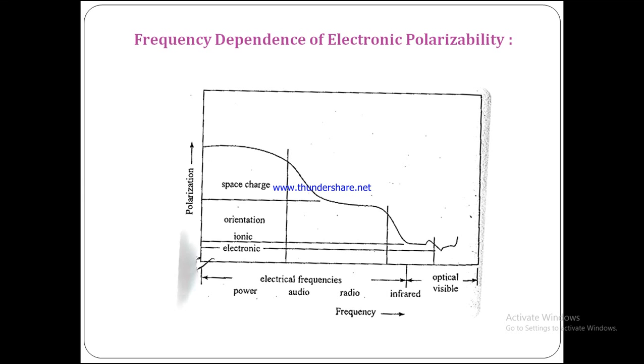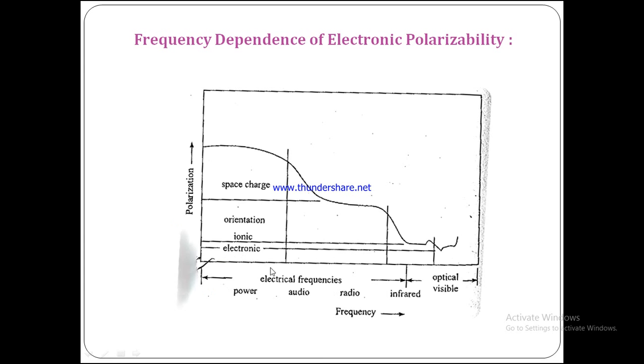In practice, an atom contains multiple electrons, each one having a different resonant frequency, with various frequency ranges. That should be nothing but power frequency, audio frequency, radio frequency, infrared frequency, or optical visible frequency. Now the polarization also goes on increasing by electronic, ionic, orientation, and space charge polarization. In this diagram, we have discussed that.